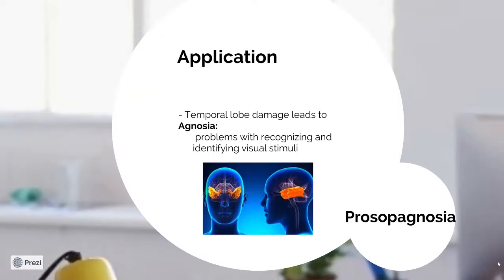The application of this research was that researchers figured that temporal lobe damage may lead to agnosia. Agnosia is a problem with recognizing and identifying visual stimuli. There are different kinds of agnosia, and they differ depending on the area affected.